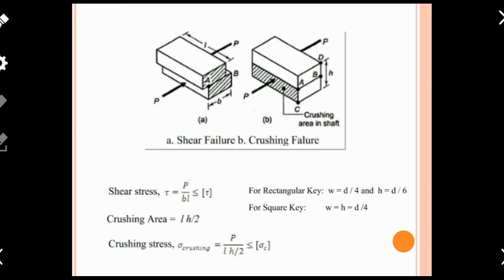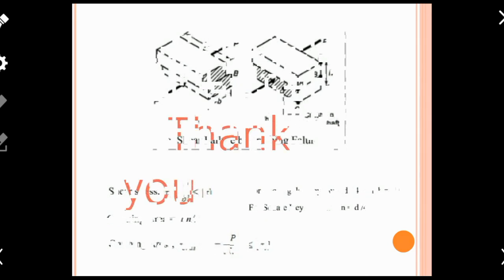Suppose you are designing a rectangular key, then there are proportional dimensions available in the standard table. For example, for a rectangular key, the width becomes d by 4, that is one fourth of the diameter of the shaft, whereas the height will be d by 6. And if it is a square key, then the width is equal to the height, and the height is equal to d by 4. So this is the design of the key.